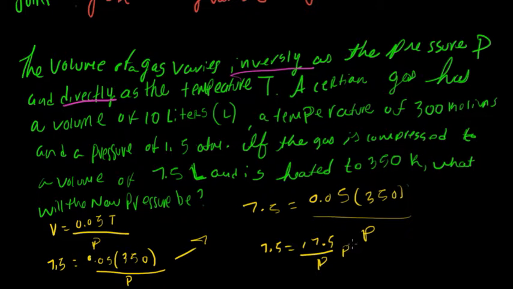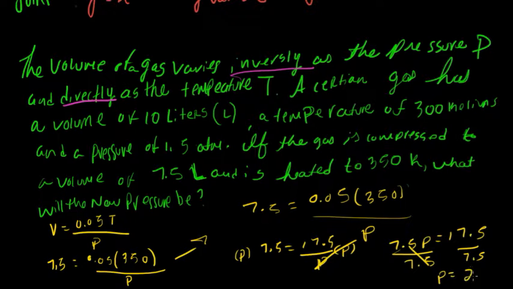If I multiply both sides by P to get rid of that fraction, I get 7.5 times P is equal to 17.5. Then I'm going to divide both sides by 7.5, and I'm left with the pressure is equal to 2.3 repeating, because that's what 17.5 divided by 7.5 is, or as a fraction, 7/3.